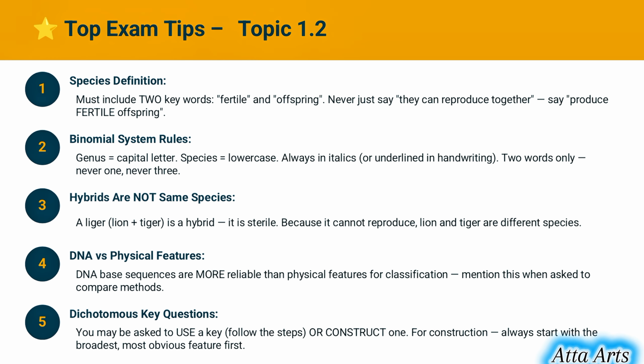Tip 3. Hybrids are not the same species. A liger is sterile, so lion and tiger are different species. This is a very common short answer question. Tip 4. DNA versus physical features. If the exam asks you to compare methods of classification, always say DNA-based sequences are more reliable than physical features. Physical features can be misleading, DNA cannot. Tip 5. Dichotomous key construction. If you are asked to build a key, always start with the broadest, most obvious feature. Work from general to specific.